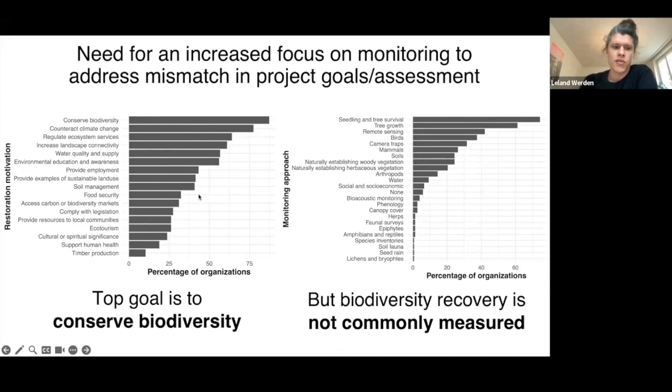And then on the left-hand side, I'm showing all the different motivations that people have. On the top, you can see that conserving biodiversity is top priority, and counteracting climate change is also top priority. But when you take a look at what people are measuring, typically the monitoring is focused more on seedling survival and tree growth and much less on biodiversity. So if we want to understand how biodiversity is recovering, we need to think about simple ways that organizations can use to actually measure this. We're doing some of that work now, but most people really don't have the time or the capacity to do these really complicated biodiversity surveys. So we're working to help them do that.